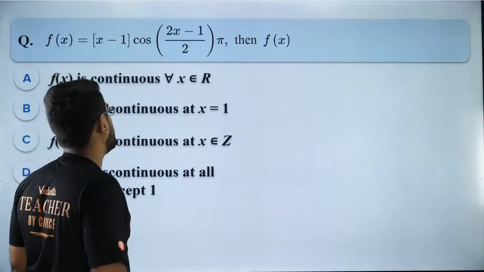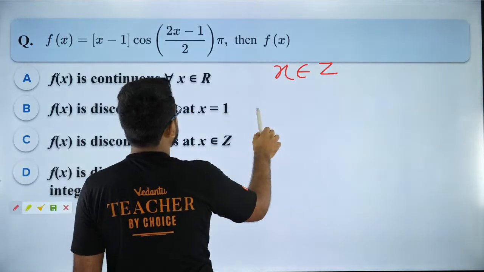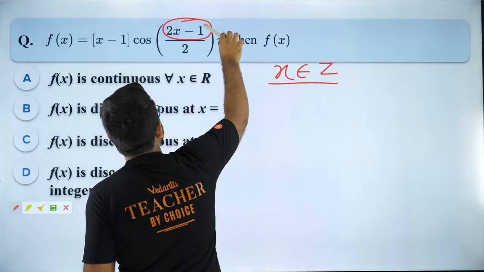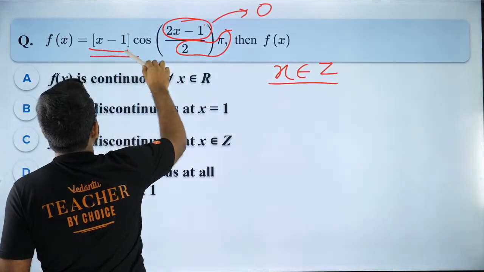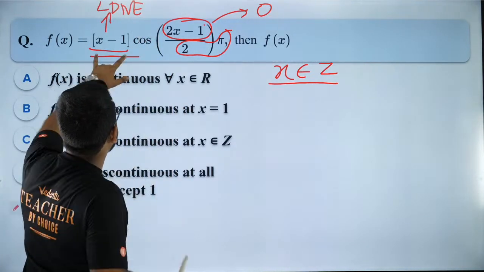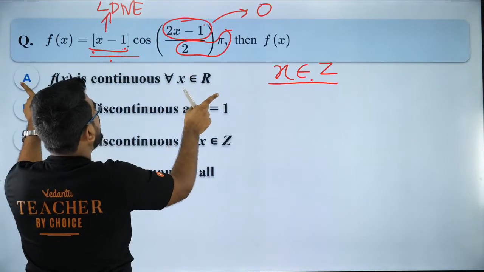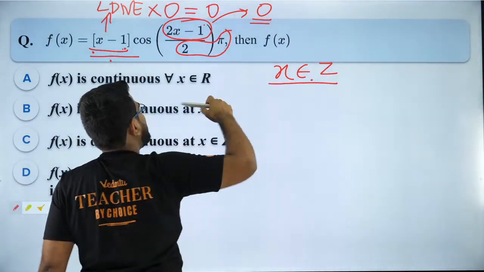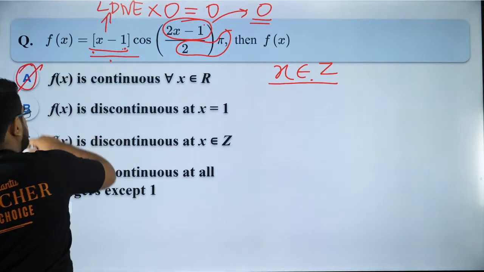Okay, so let's check it, guys. Let us say x belongs to integers. Okay. So everybody knows, at integers, can I say this is an odd integer? Odd integer into pi by 2 will be 0, and this limit will not be defined. Limit does not exist, because whenever you have GIF at integers, your LHL and RHL will be different. But guys, luckily you have multiplied by 0, so it will be 0 and hence it will be continuous. Therefore, the answer is option A.